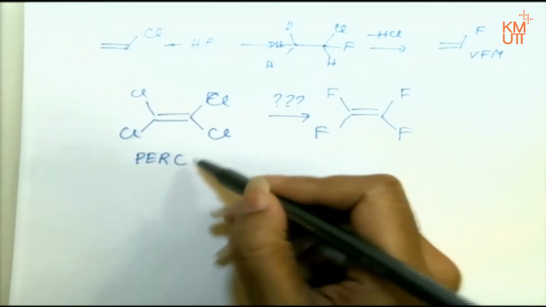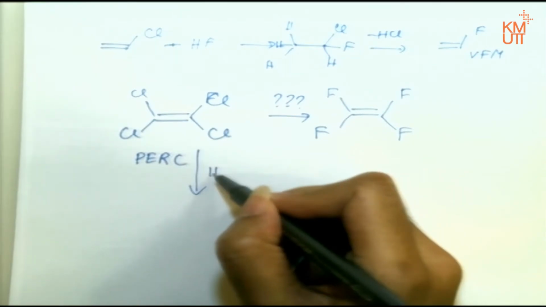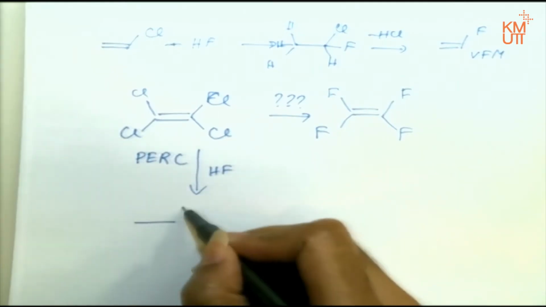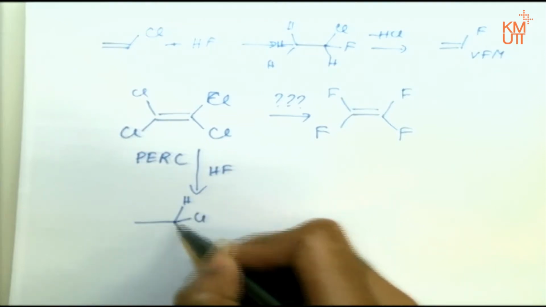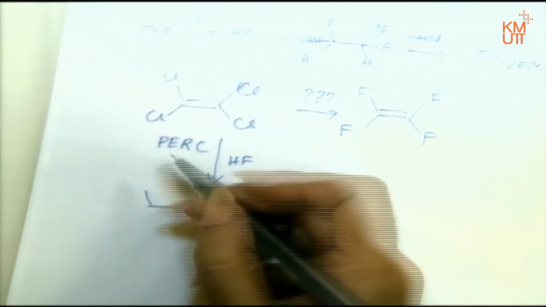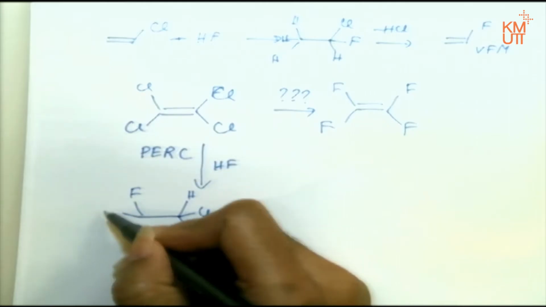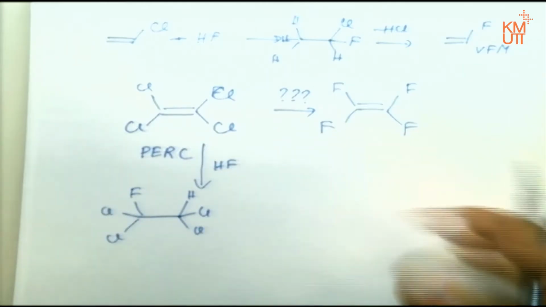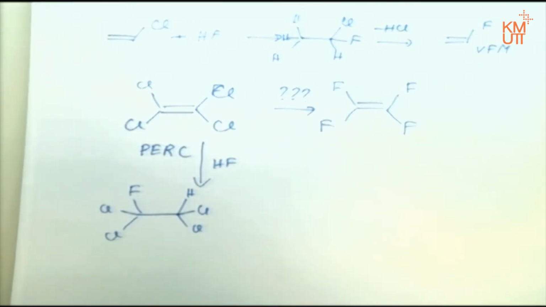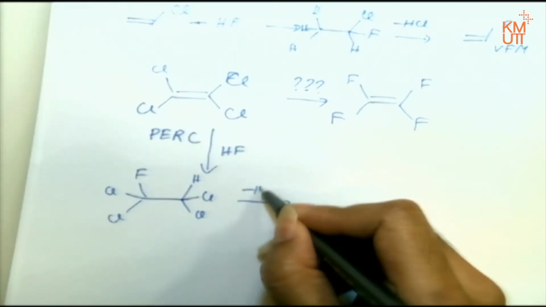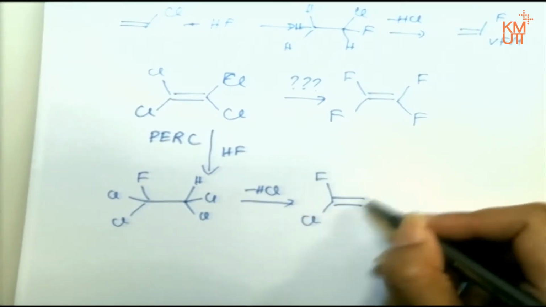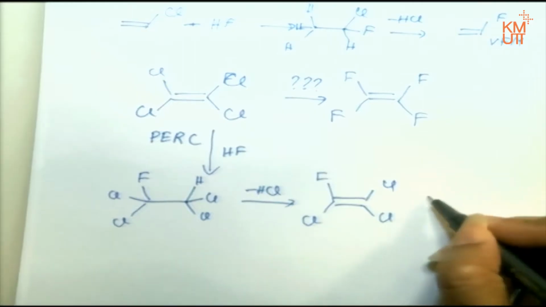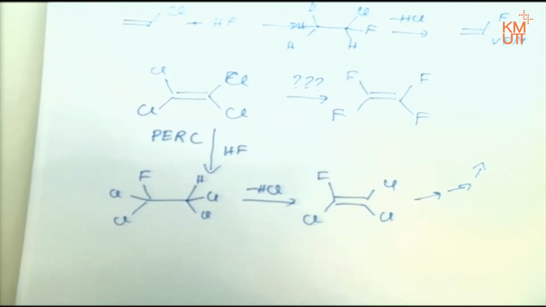For example, the first one could be addition. So once you add HF, the double bond must disappear. And what to do next? Elimination. Yes, just eliminate. Okay, and again and again and again.